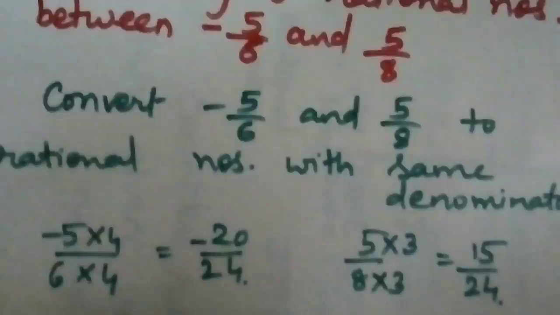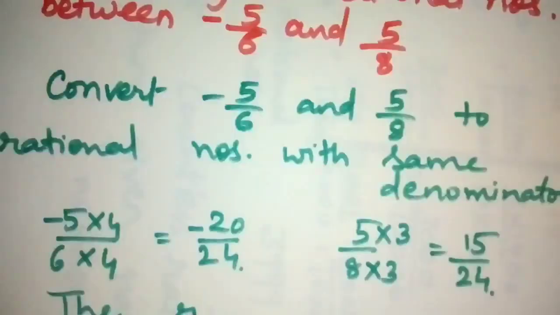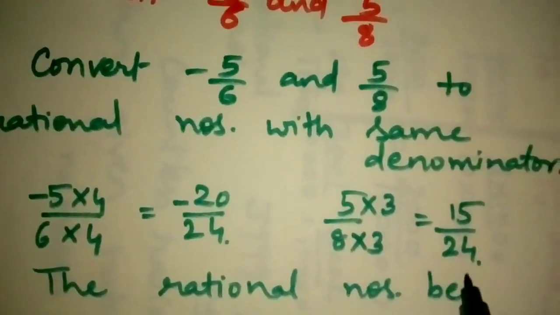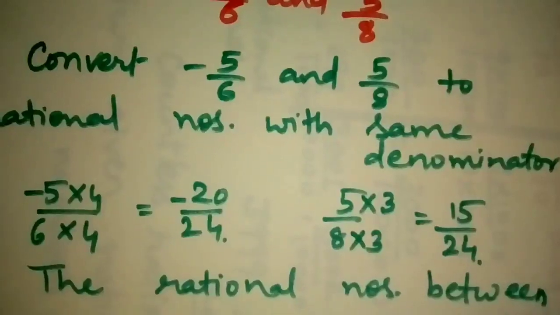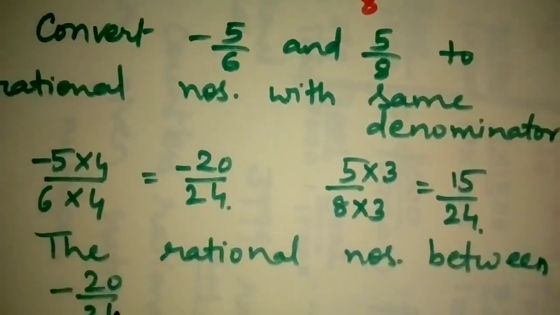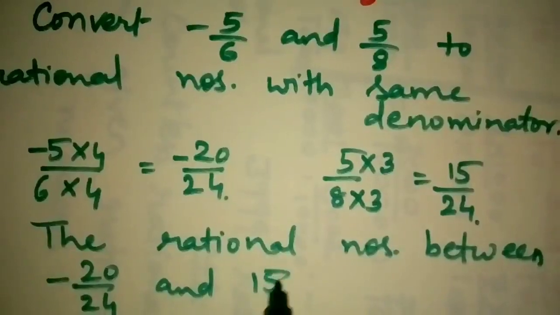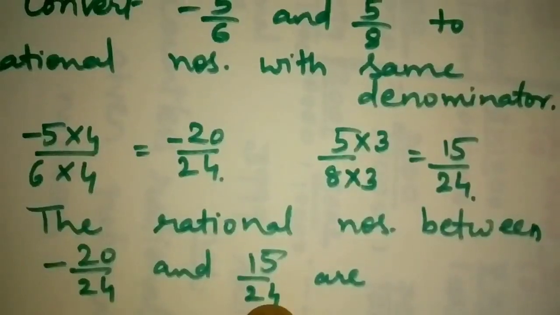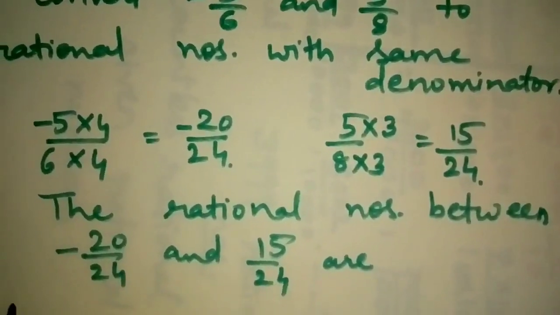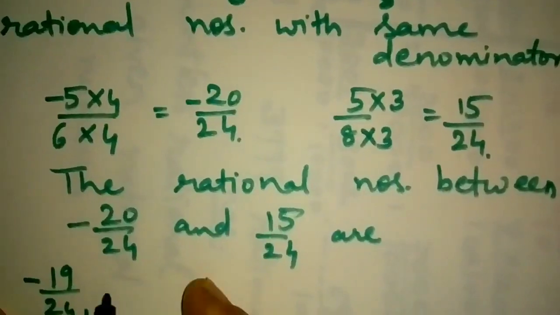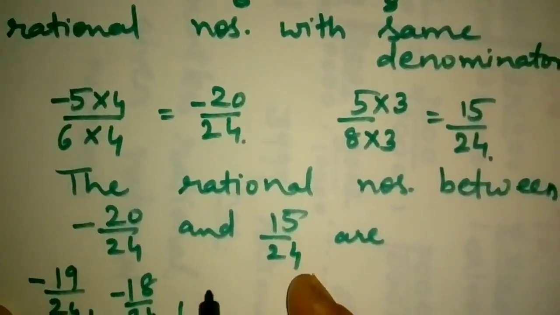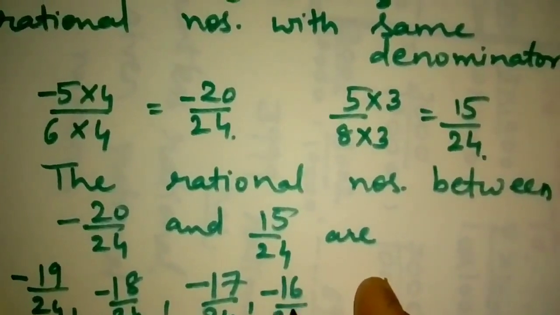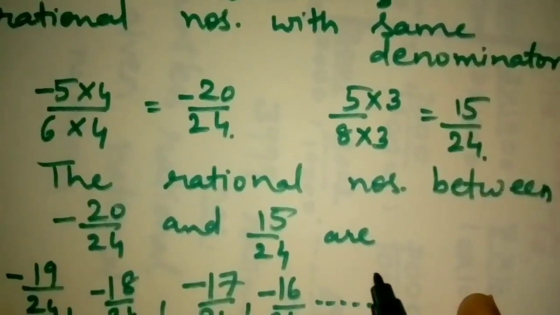So the rational numbers between -20 upon 24 and 15 upon 24 are, we will take -20 to 15, whatever numbers are there. So we will write -19 upon 24, -18 upon 24, -17 upon 24, -16 upon 24, up to, we will take up to 14 upon 24.